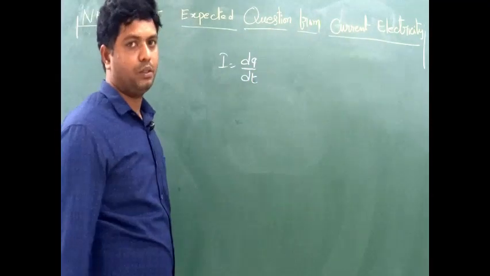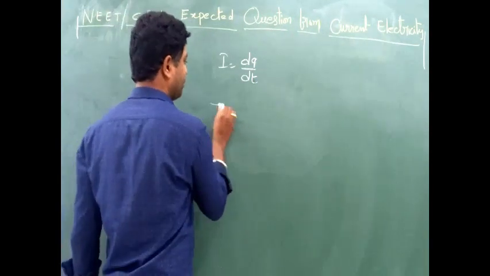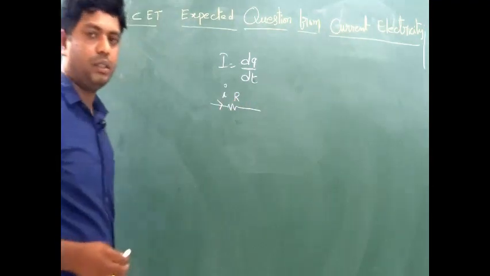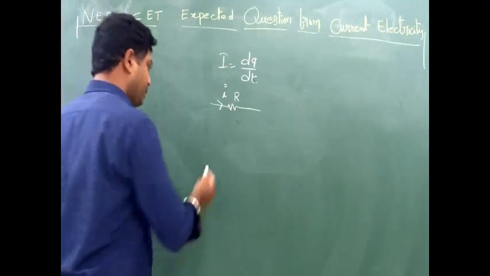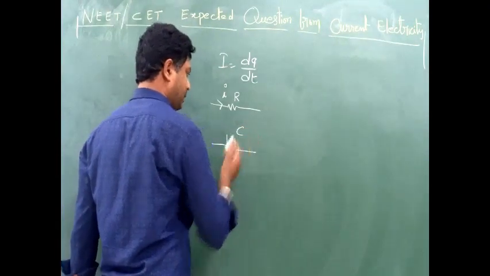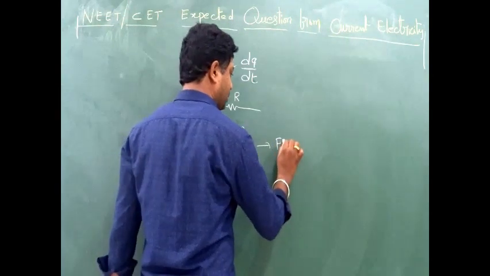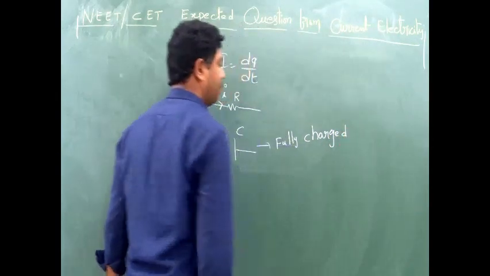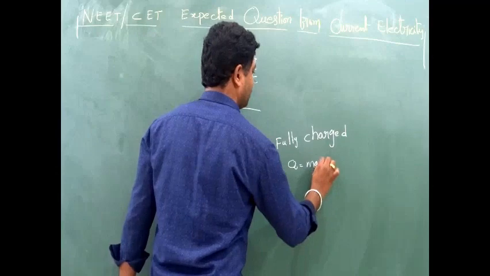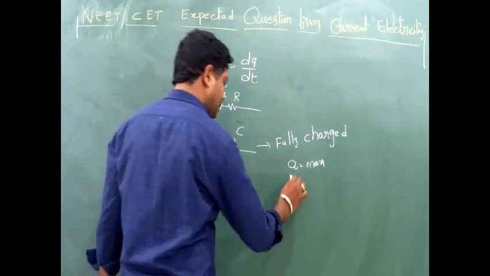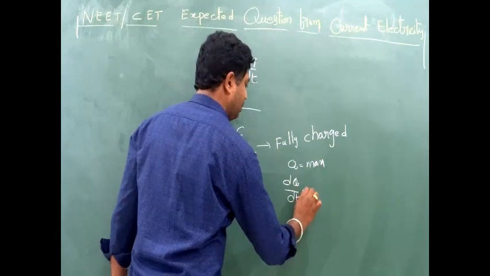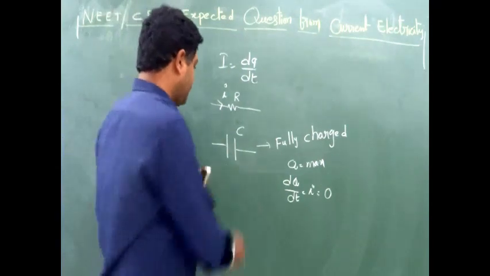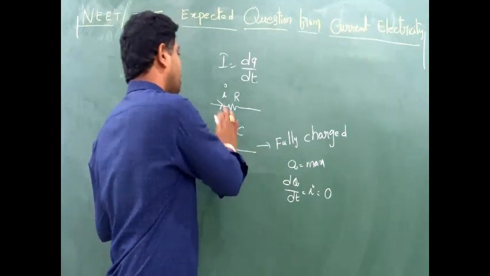If I speak about the current, current can flow through a resistor of resistance R. If I speak about a capacitor of capacitance C, if it is fully charged, that means Q is maximum. Q is maximum. It means that the derivative of Q, which is I, is equal to 0. So the current passing through the capacitor is equal to 0, charge passing through the capacitor is equal to 0.